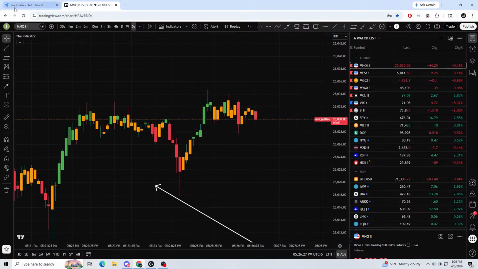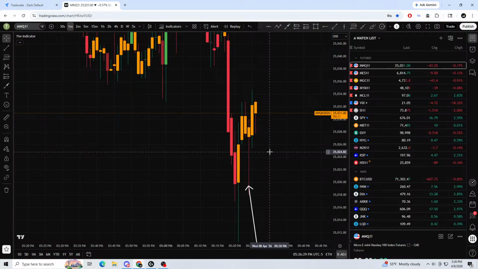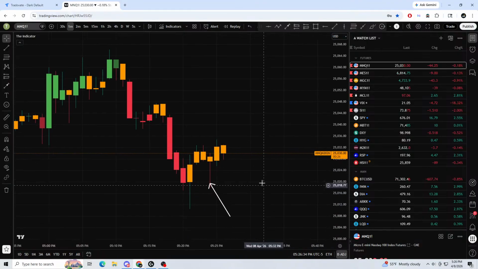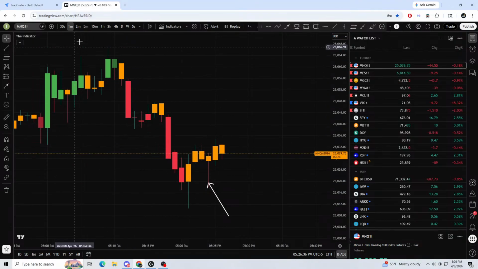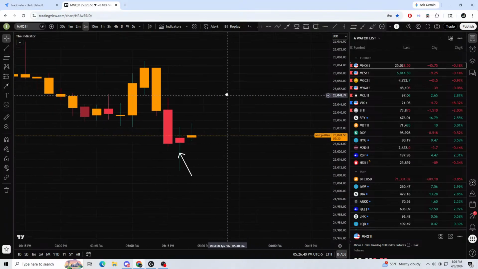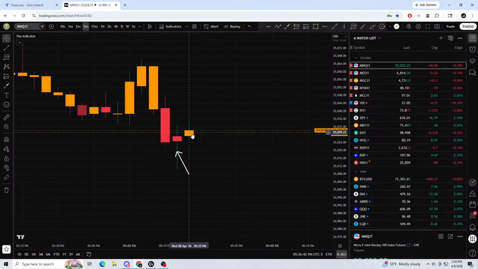Now, should I be out of my short? That's the real question. Technically, our main core momentum is down. Go to the 5-minute here and look at that. Bearish, bearish. Now we're kind of consolidating a little bit.